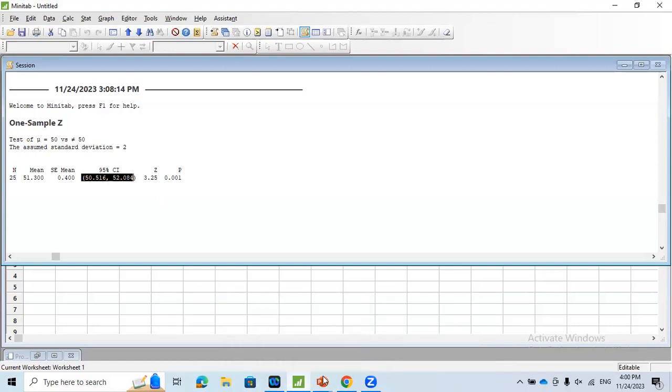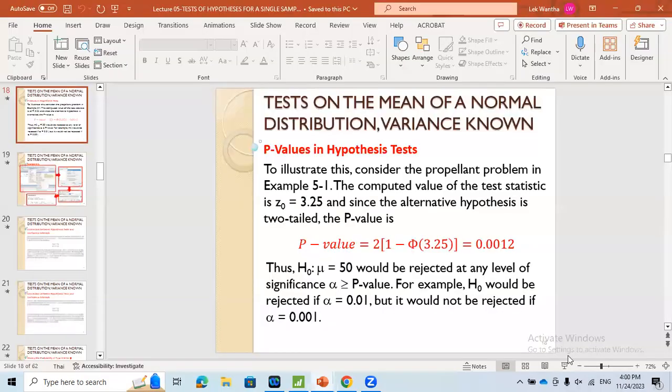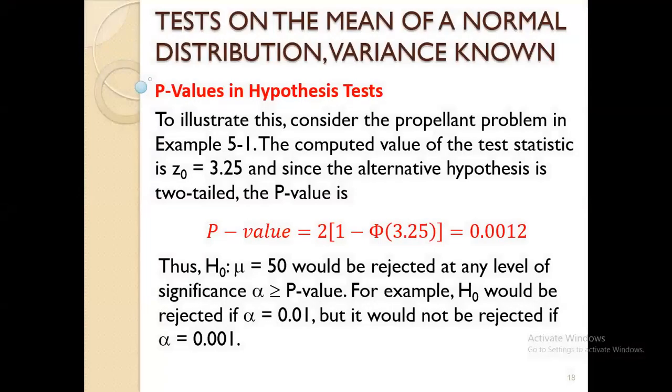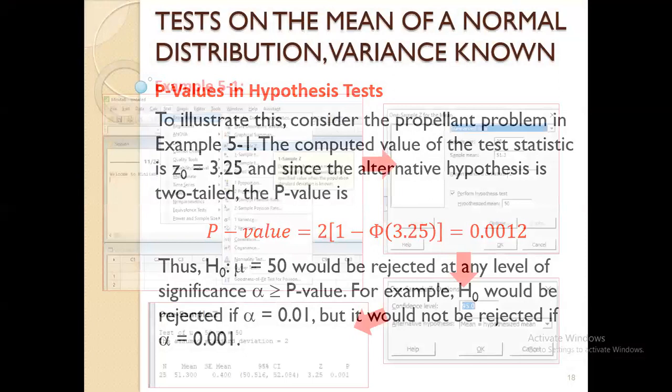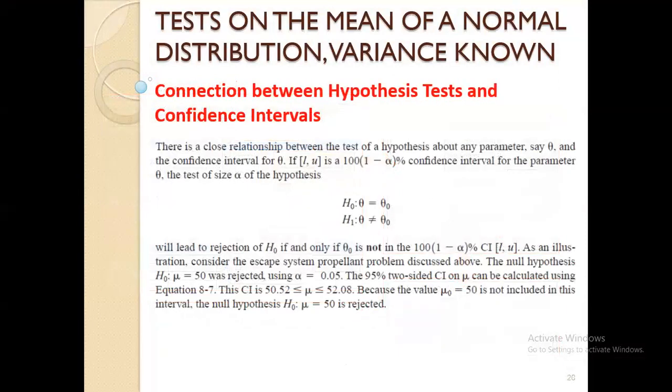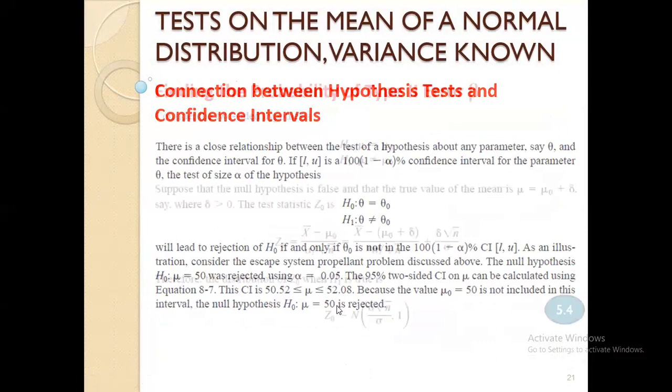For the next one, I talked about the confidence interval already. For this case, I talked about it from the data because 50 is not in the range, 50.5 to 52.08. That's the same conclusion.